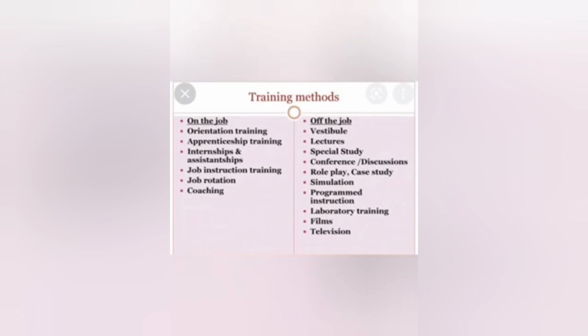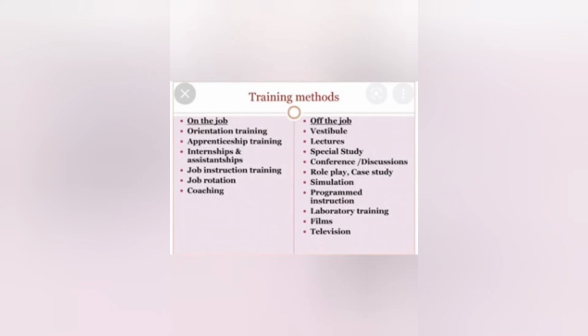After this we will move on to the next question. Your question is, what are the different on the job and off the job training methods? The on the job method is orientation. First you will be able to understand what your work is, what your role is, your responsibilities, everything. That is orientation training, letting you know about your work. After you join, when you are being trained for further work, that is orientation training.